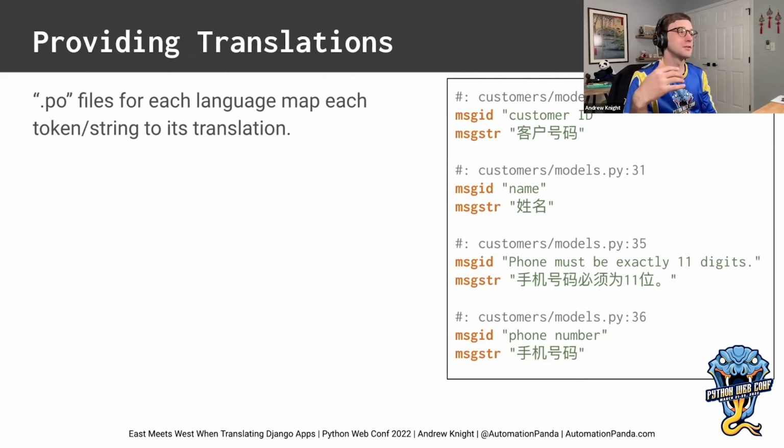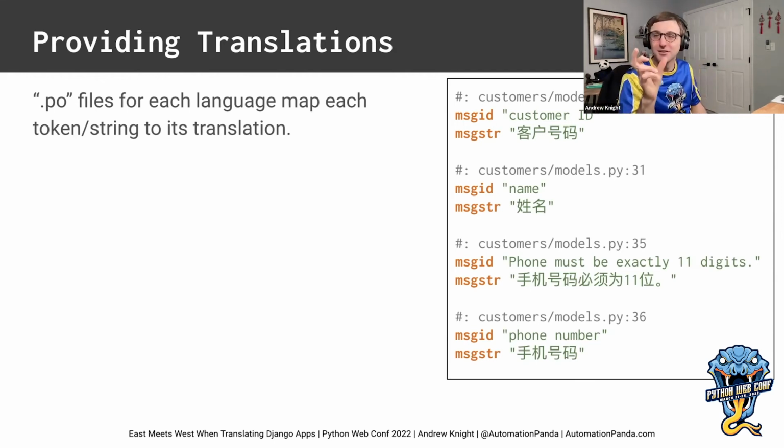So once we make those messages, that will create PO files for each locale that we have specified. And this is what that language file, that messages file, looks like. It's basically a mapping. Like I said, translation is a mapping of string to string. So you will see in a comment line exactly where in your code base that string appears. You will have the message ID, which is the original string. So for me, that's English, right?